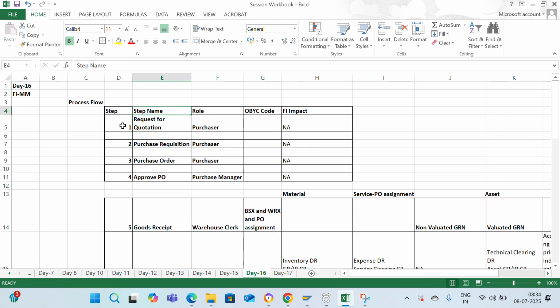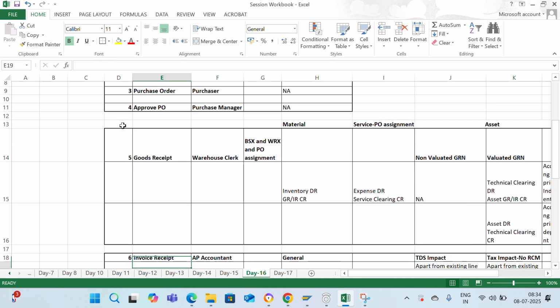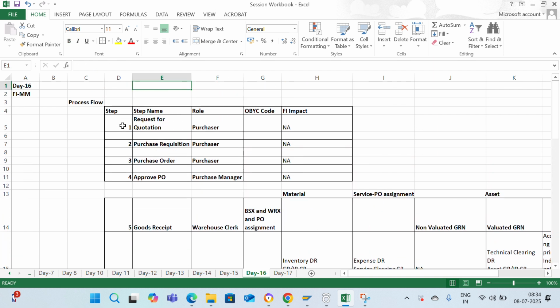So now we come to know that there are 6 steps in the P2P process or procurement process. P2P means procure to pay process. The 6 steps, let us see once again, are request for quotation, purchase requisition, purchase order, approving the PO, receiving the goods, and booking the invoice from the supplier.